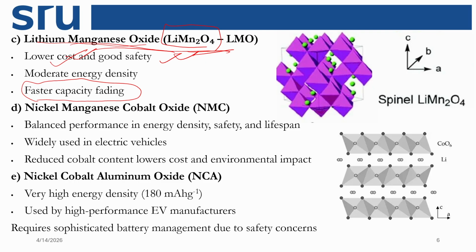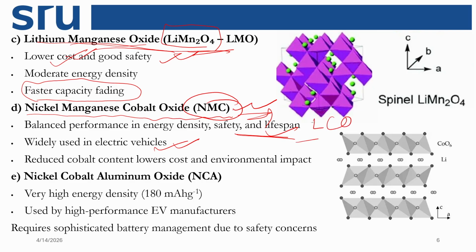Now come to the compound which is now very rapidly used, and Tesla is also using it, that is called NMC. It offers balanced performance in energy density, safety and lifespan, and is widely used in electric vehicles, with reduced cobalt content, lowering the cost and environmental impact. This NMC compound is similar to LCO, what we discussed earlier, lithium cobalt oxide, where some amount of cobalt is replaced with nickel and manganese.